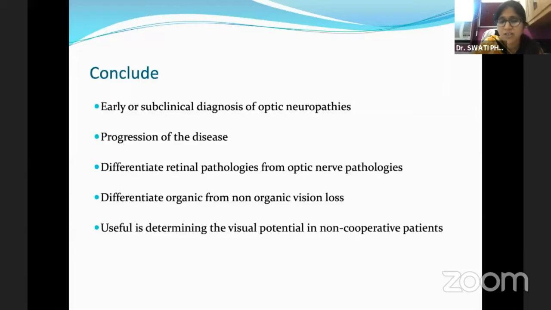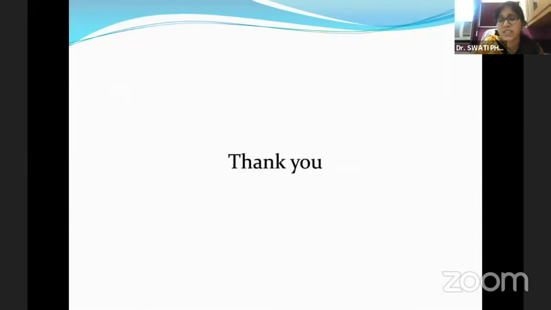To conclude, electrophysiology helps in diagnosis of the cases, also in diagnosing subclinical cases, differentiating retinal pathologies from optic nerve pathologies, also to differentiate organic from non-organic causes, and to determine the visual potential in certain patients.